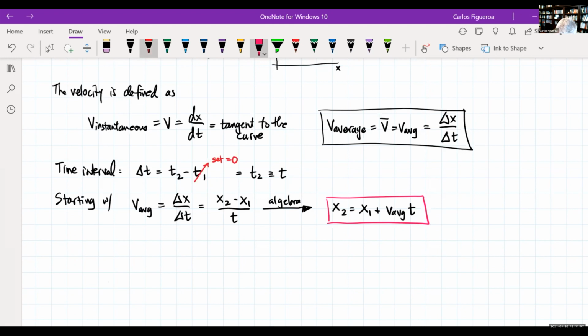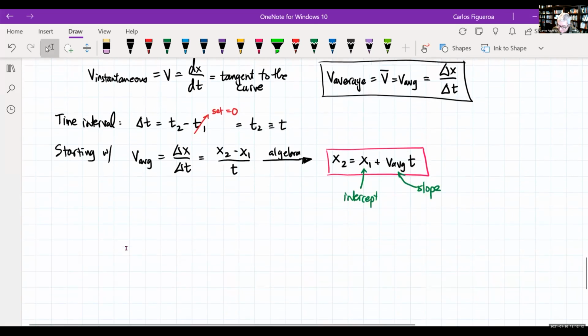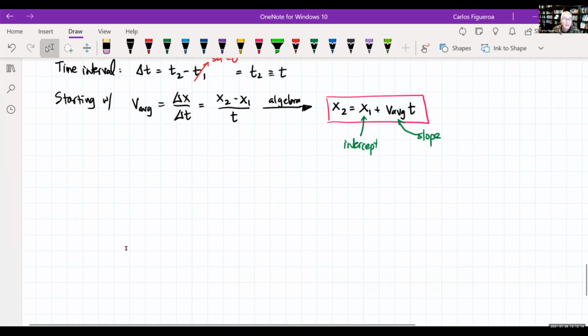So now I have a linear equation, just like the one that we just wrote up above here. And so what you're seeing here is that this guy's telling me what? This guy right here, x1, is the intercept, and V average is the slope. And that's what I want to focus on. So let's go do that here. What I'm going to do is break this up into cases so that I can actually interpret what I mean by this here.